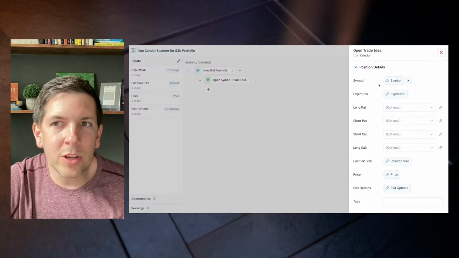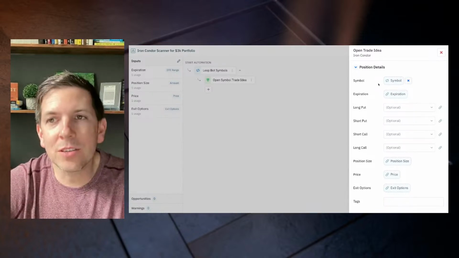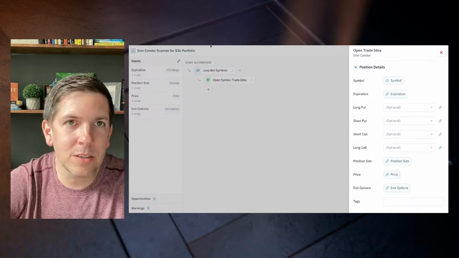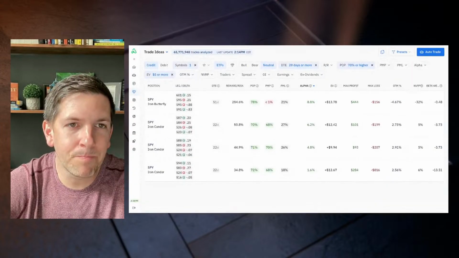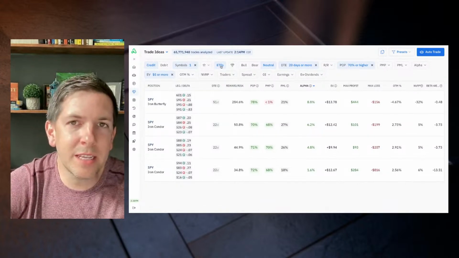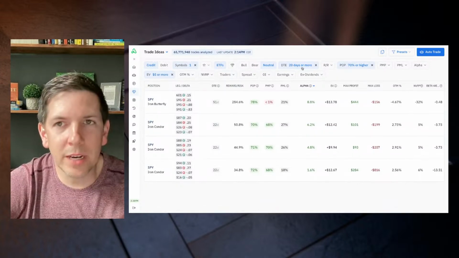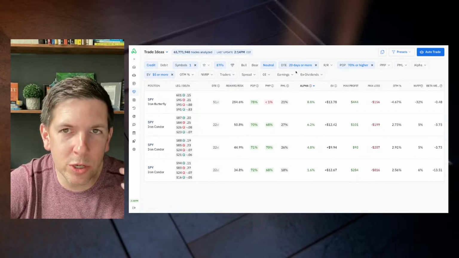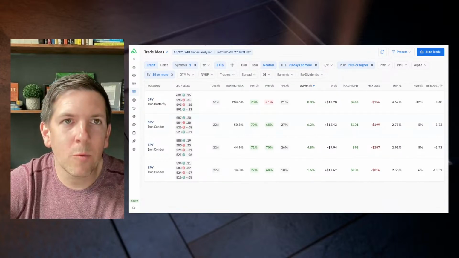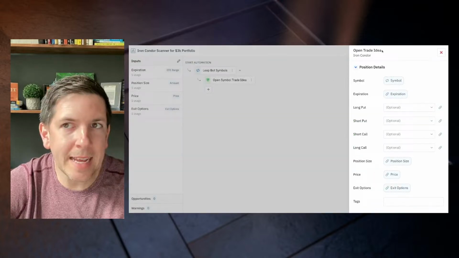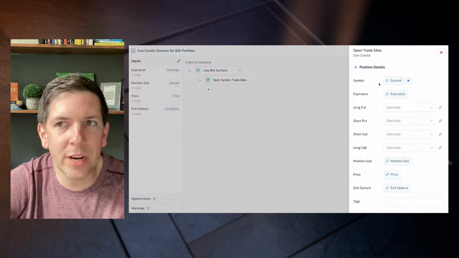Now, here's where you can define all of your details just like we defined them when we manually looked for an opportunity. Remember over here on this tab, we went to Trade Ideas and said, hey, we want an ETF, neutral, 20 days or more, probability of profit 70% or more, right? Here, we are defining that. When you go into an automation, you simply define that inside of an action called open a trade idea.